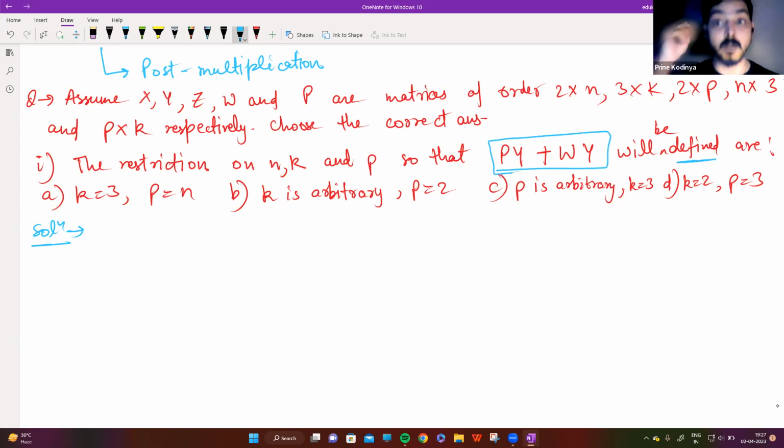It means that you can multiply P with Y, as well as you can multiply W with Y. Now, if you can multiply two matrices, you know some things about their order. You know the rule. So apply the rule. Apply the basic knowledge of addition and multiplication, and then try to solve for N, P, and K. Try to compare the orders. Now, I've given you enough hint. You have to solve.